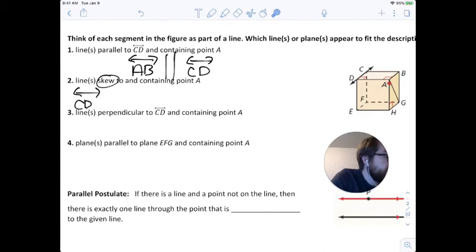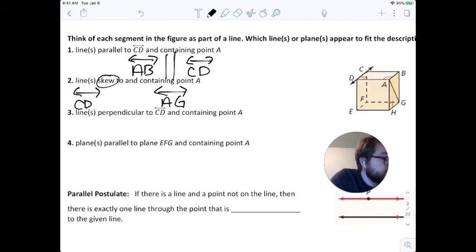So if we look at AG, AG is not in the same plane. AG is over here. CD is over here on a different plane. AG is parallel to, or not parallel, skewed to line CD.